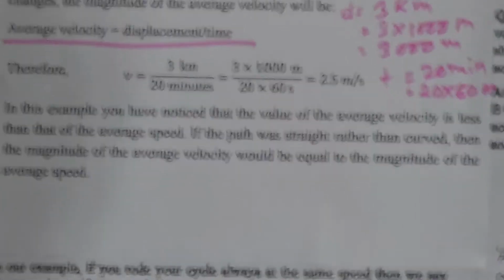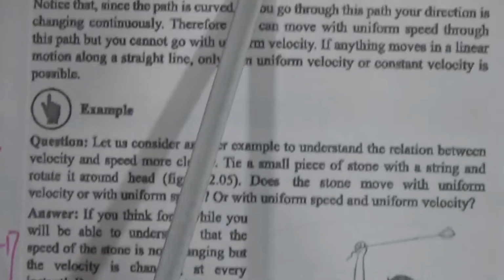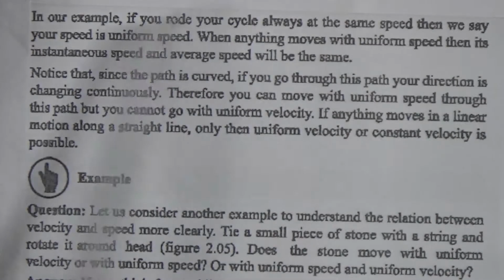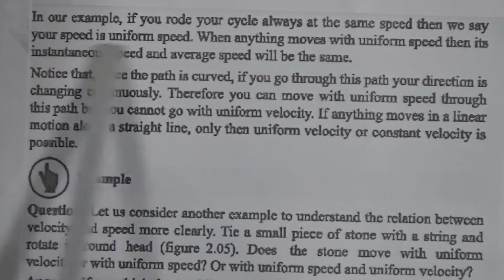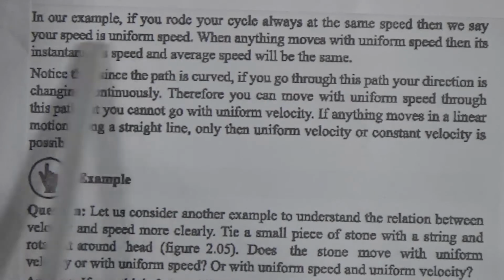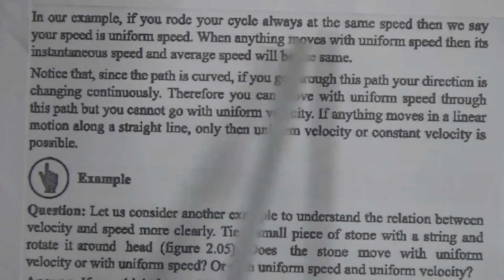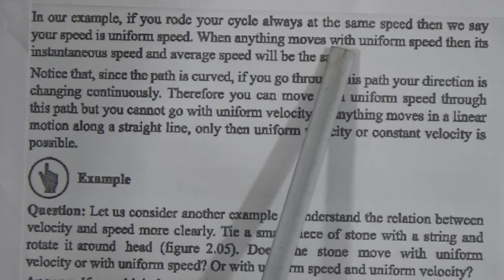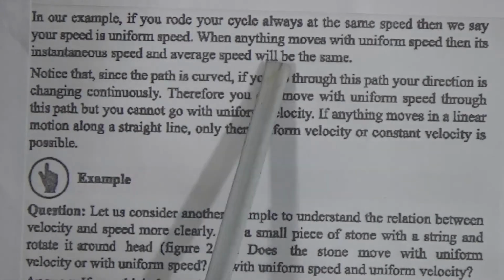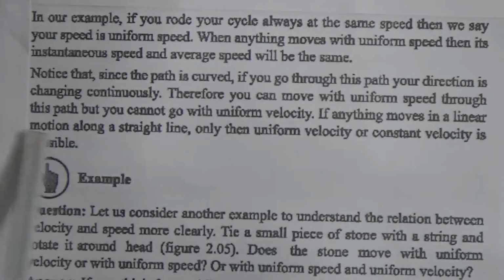Now come to the next page. In our example, if you rode your cycle always at the same speed, then we say your speed is uniform speed. Uniform means same speed. When anything moves with uniform speed, then its instantaneous speed and average speed will be the same. Now come to this example.